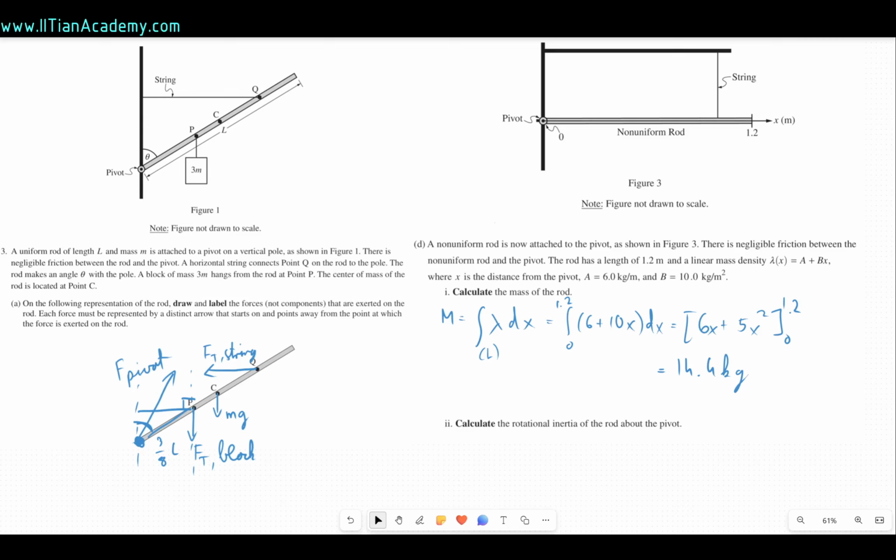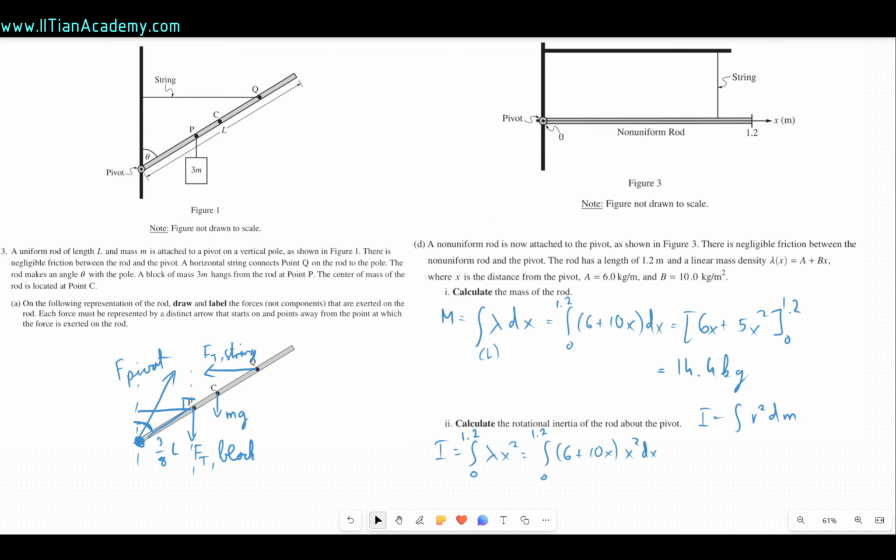And then we need to calculate the rotational inertia of the rod about the pivot. By definition, this I is simply the integral of r squared dm. So we need to integrate the distance squared of a given point. We can rewrite this, as we know that dm is equal to lambda times dr, as that is a small piece of mass, and r here is equal to x, as we have coordinates of x. So this will simply be the integral from 0 to 1.2 of lambda times x squared, and we know what lambda is. So this will simply be the integral of 6 plus 10x times x squared dx.